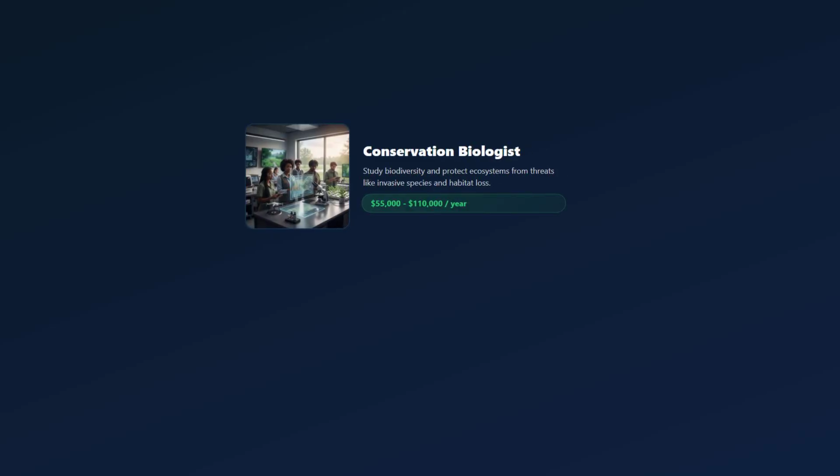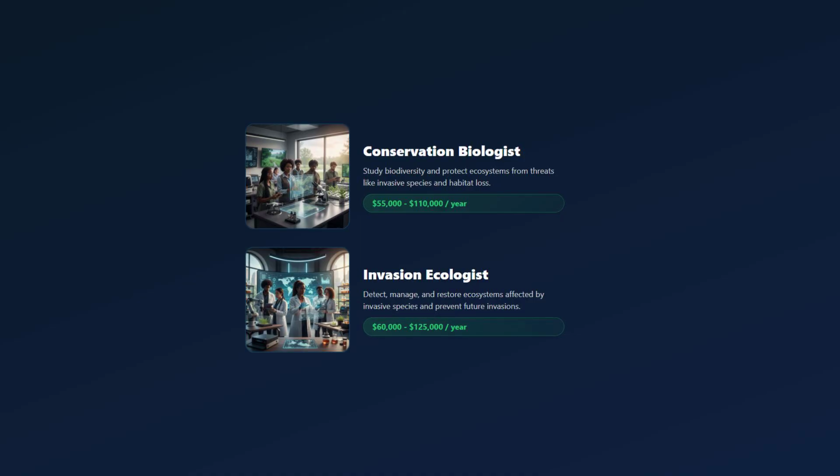Understanding these systems opens doors to critical careers. Conservation biologists, earning $55,000 to $110,000 a year, study biodiversity and develop strategies to protect ecosystems from threats like invasive species. Invasion ecologists, specializing in detection and management, can earn $60,000 to $125,000 annually at research universities and environmental agencies.